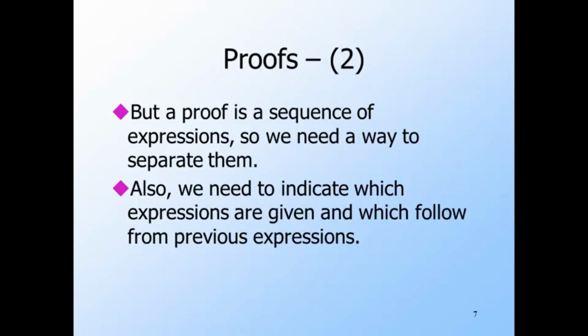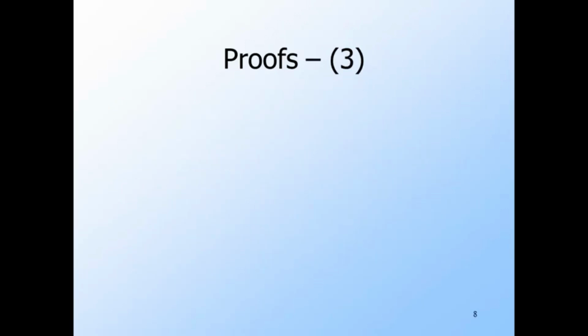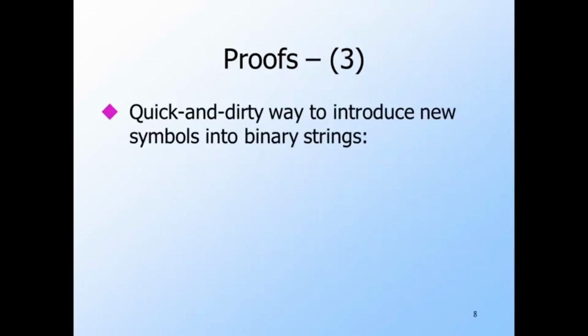We also need to indicate whether an expression is given or follows from previous expressions. We thus need to introduce two new symbols into our strings. One is a comma to separate expressions. We can't just use the Unicode comma because the expressions themselves may use this symbol. The other is a marker that says, this is a given expression.